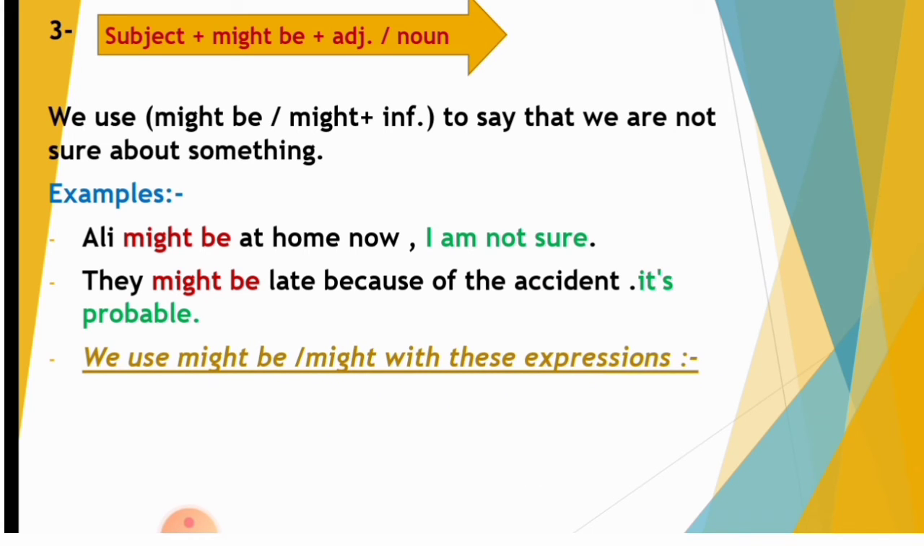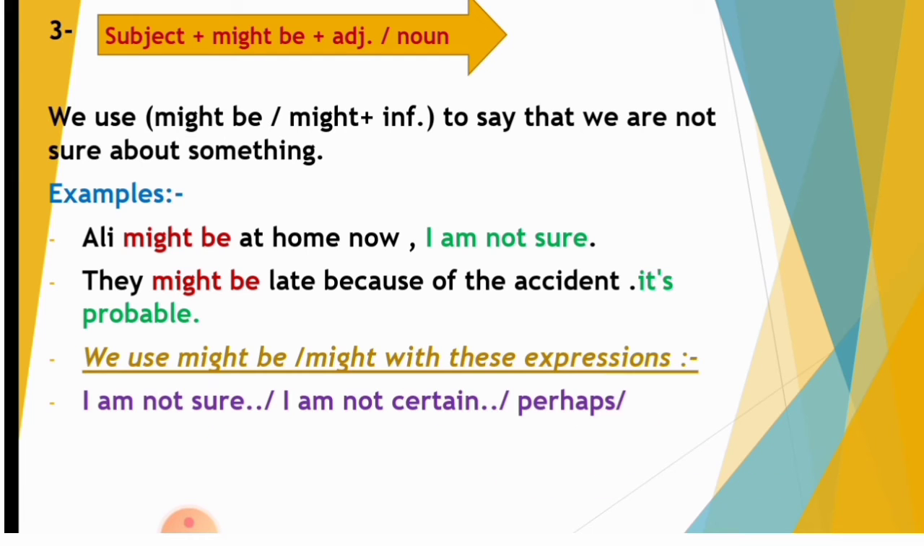We use might be or might plus the infinitive with these expressions: I'm not sure, I'm not certain, perhaps, it's possible, I don't know, probably.